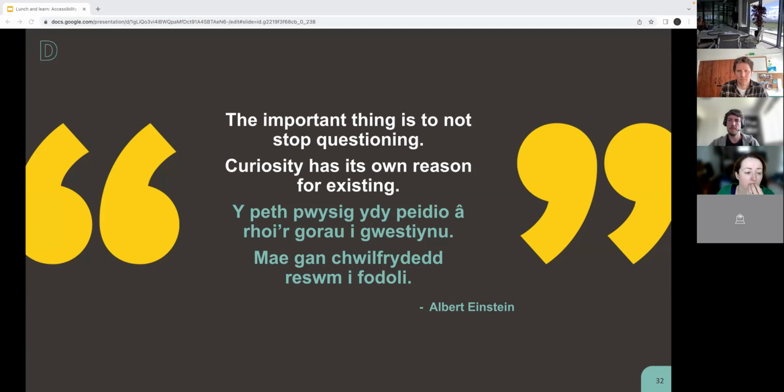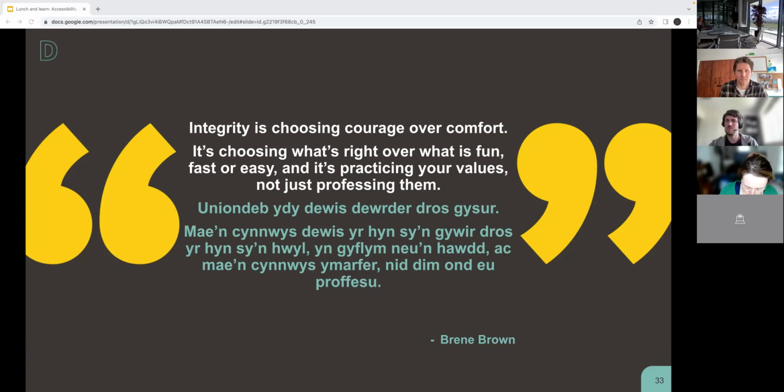We've seen how inclusive design and inclusivity is continuously growing. Over the last few years, the whole conversation has really opened up further. And the only way we can continue getting better and improving is by being curious, learning from each other, and continuing to improve. The next quote is from one of my favourite TED Talks people, Brené Brown. "Integrity is choosing courage over comfort. It's choosing what's right over what is fun, fast or easy. And it's practicing our values and not just professing them."